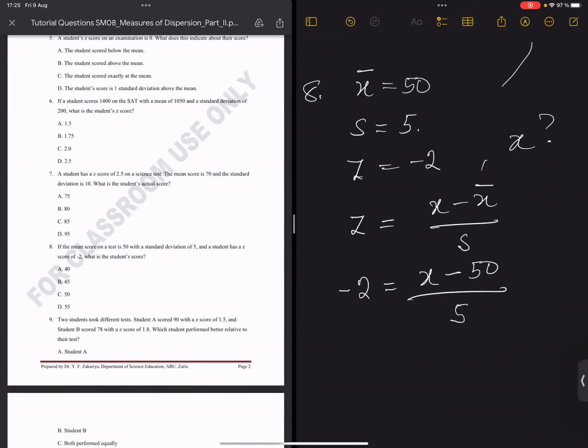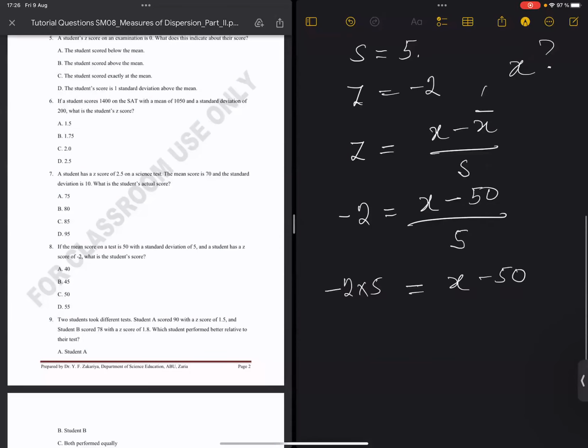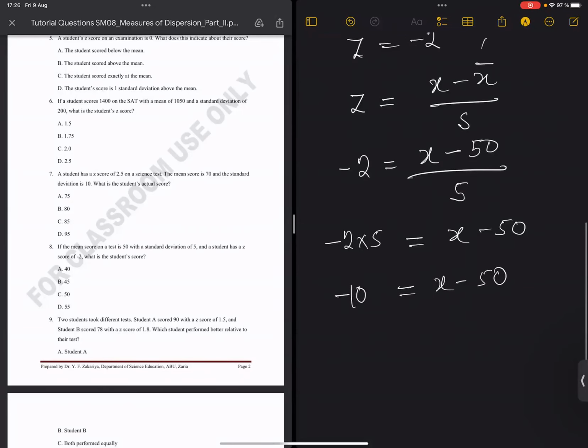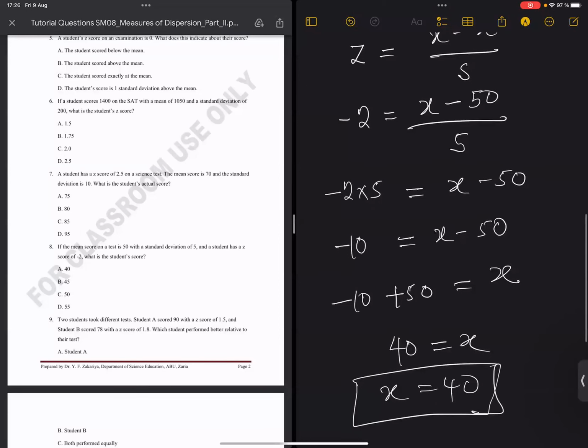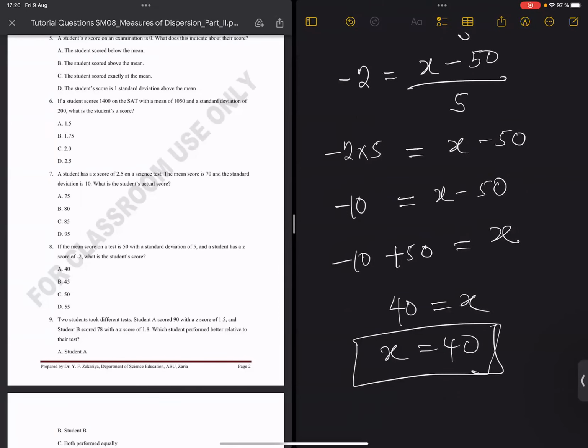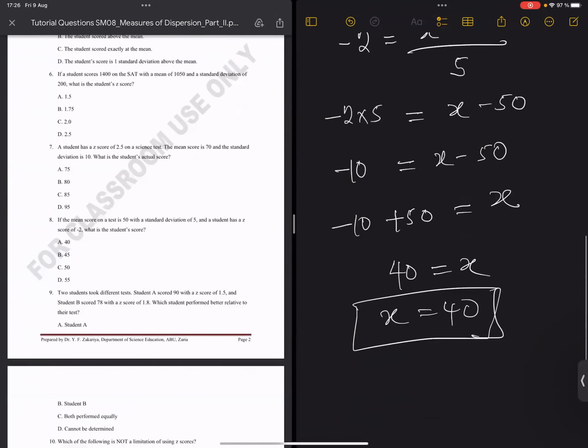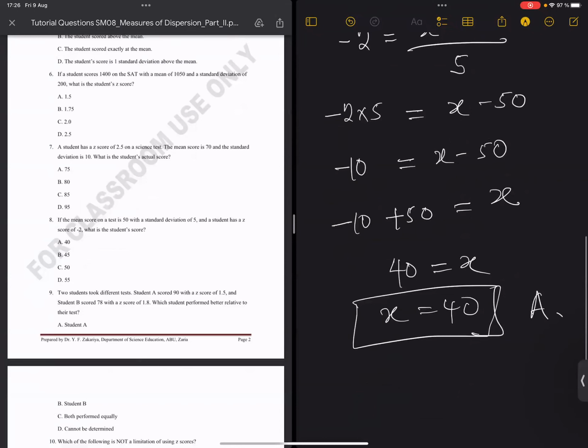From the simple algebra that we learned before, -2 times 5 equals X minus 50. -2 times 5 is -10, equals X minus 50. -10 plus 50 equals X. 40 equals X. That means X equals 40. So the score of the student is 40. So the right option there is option A. Number 8 is A.